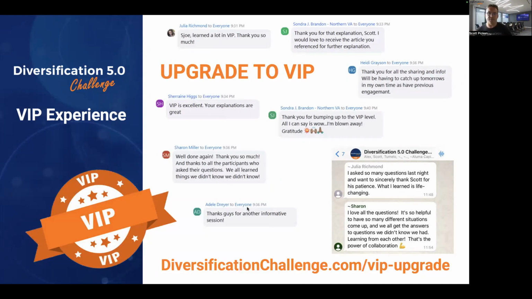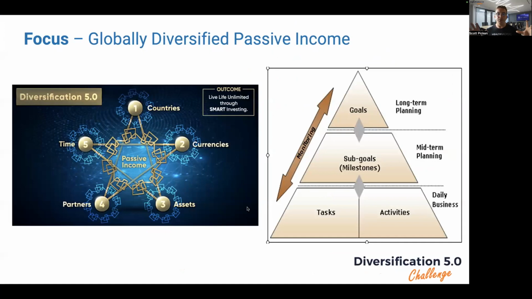And that's what I love, because it really allows me to dance, which I enjoy, and show our substance of what we learned over the last 28 years in terms of that process. So let's recap. Remember, repetition is the mother of skill. This is all about passive income. So how do you build globally diversified passive income? It's about diversifying across countries, currencies, assets, partners, and time.